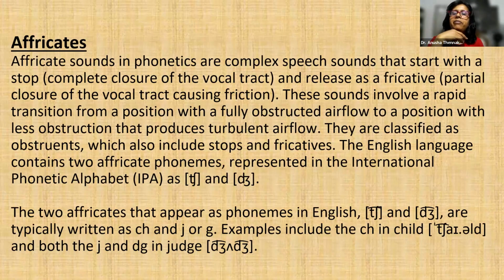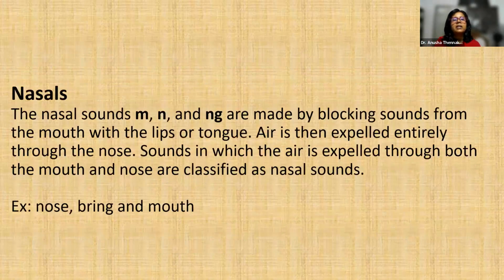For example, child, cha. That stop is there, child, fricative. And then judge, ja. So cha and j or g, they are affricates. And another variety of consonant sound, that is nasals.